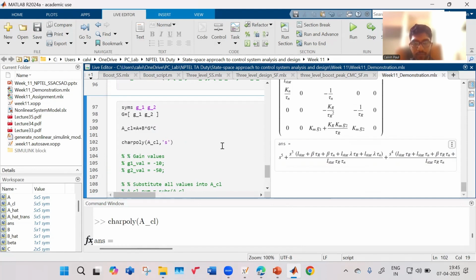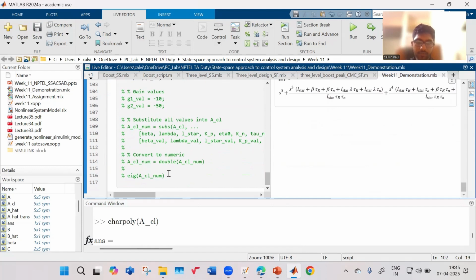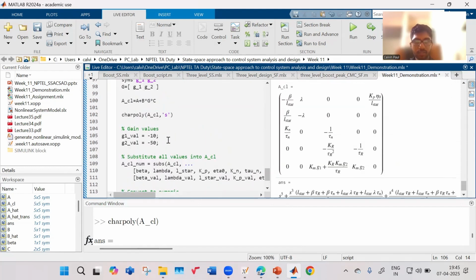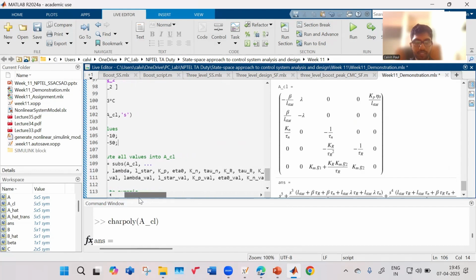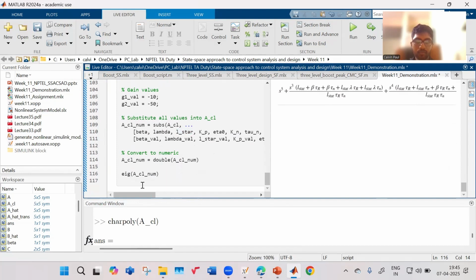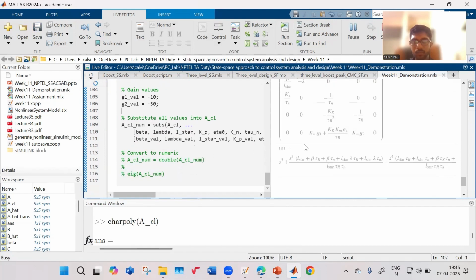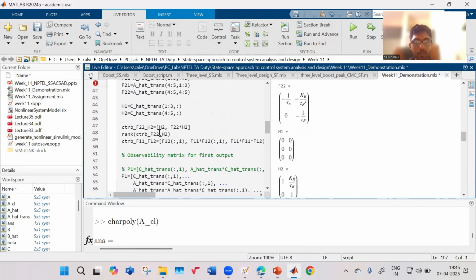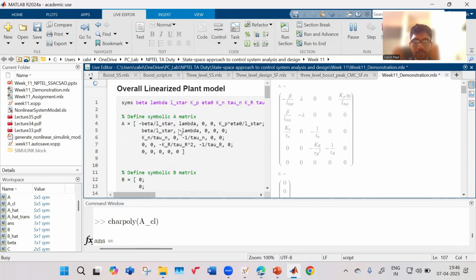So that also we have seen. And now let us consider one case study where let us say my G1 value is -10 and G2 value is -15. And this is my closed loop polynomial. And I will have beta, lambda, L star, all these things. I will substitute the values of G1, G2, and let us check what comes in. Let us run this section. All this has not been done. Let us run the entire script.